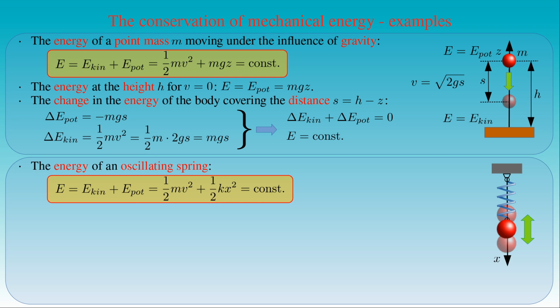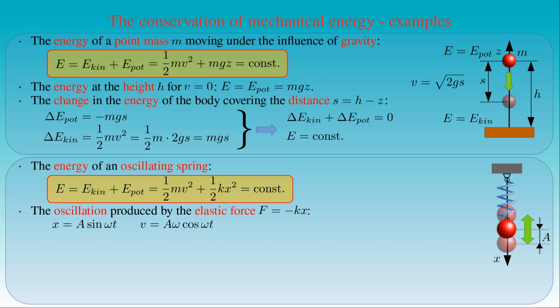We also saw that the oscillating motion is produced by the elastic force minus the spring constant k times the displacement x, and it can be described by the following time-dependent functions. The instantaneous displacement x is given by the amplitude a of the oscillation, times the sine of the angular frequency omega times the time t. The instantaneous speed v is equal to the amplitude a times the angular frequency omega, times cosine omega t. Here the square of the angular frequency omega is given by the ratio of the spring constant k to the mass m. We can use these kinematic variables to express the energy of the oscillating body as a function of time.